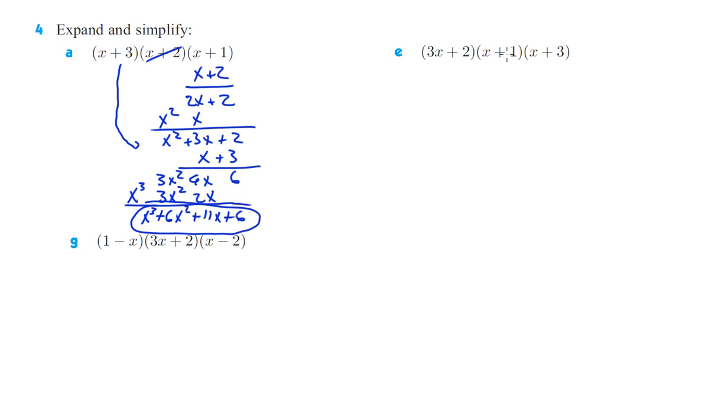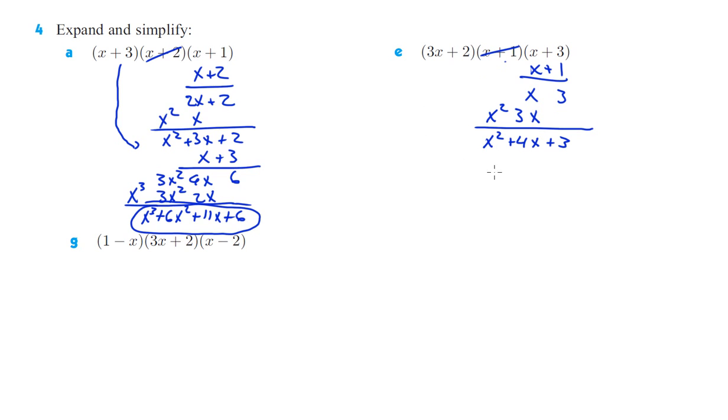Okay. This one here, let's move that x plus 1 under here. 1 times 3 is 3. 1 times x is x. x times 3 is 3x. x times x is x squared. So there's a 3, 3x and x is 4x, positive 4x, and then x squared.